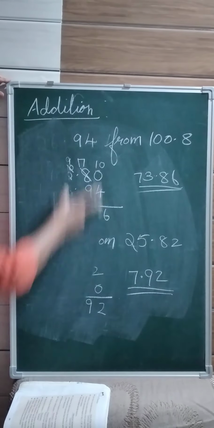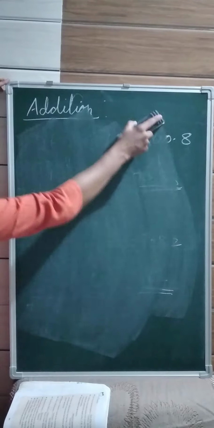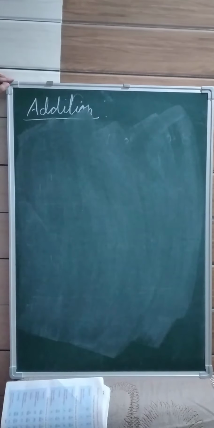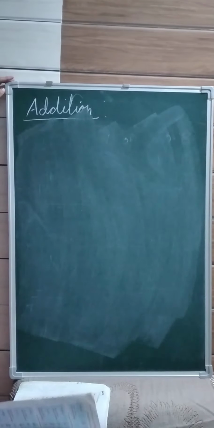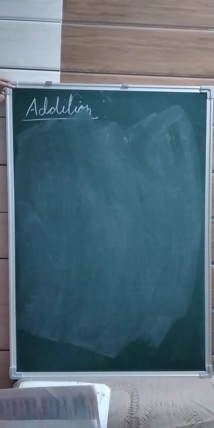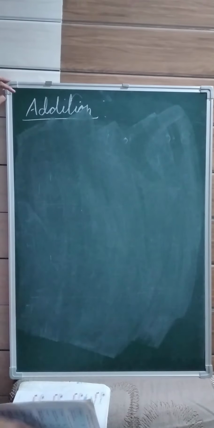Just we have to make them like, counting the decimal digits. Maximum decimal digits we can take. For that we can put 0 according to the decimal digits. Then normal way we can do the addition and subtraction.